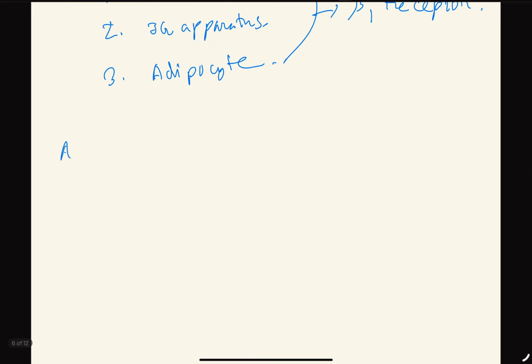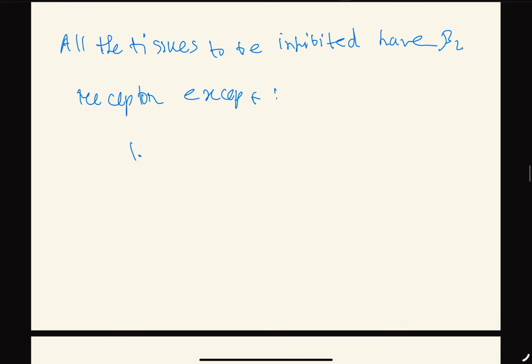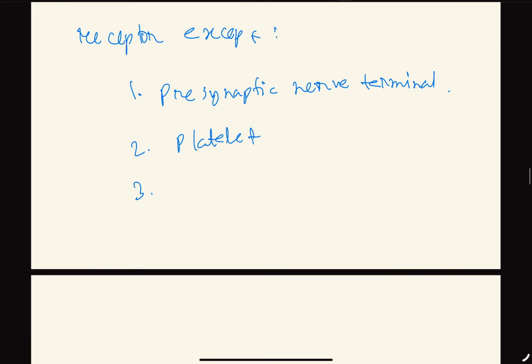And all the tissues to be inhibited have beta 2 receptor, except presynaptic nerve terminal, platelet, and adipocyte.